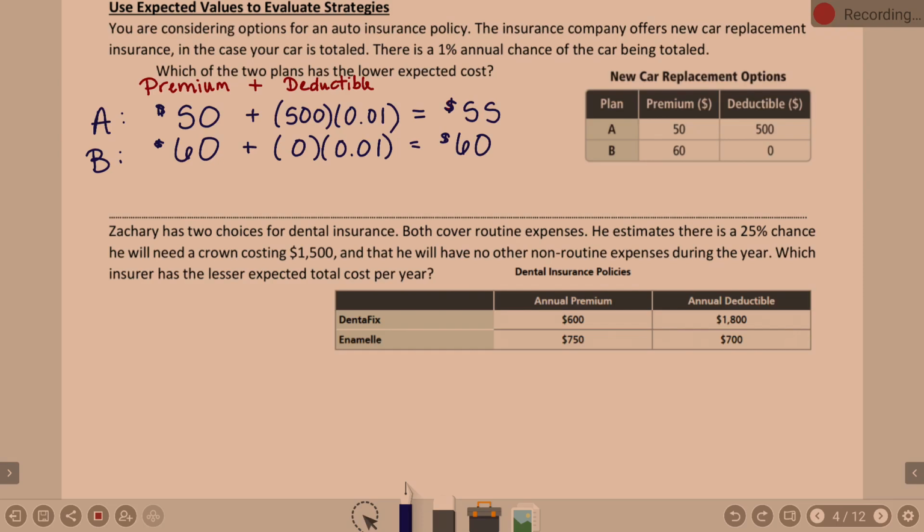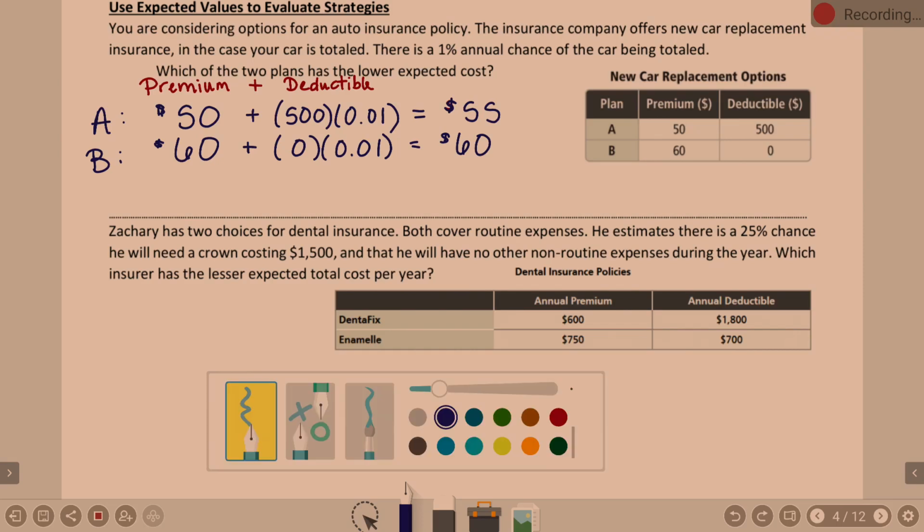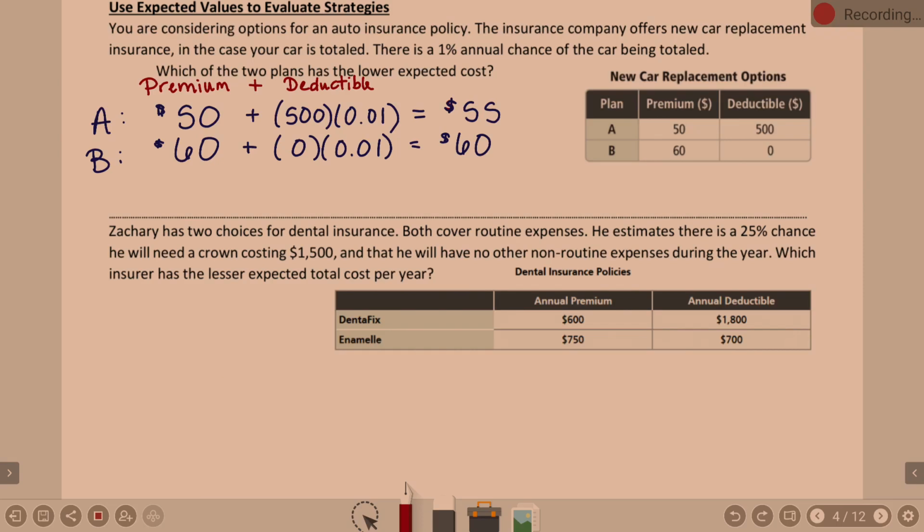Okay. So is this one trying to trick us? Well, go back, reread the problem real quick. Good question. Last time we realized, oh, Margaret has specifically $10 to spend. You're considering options for an insurance policy. The insurance company offers new car replacement in case your car is totaled. There's a 1% annual chance of the car being totaled.